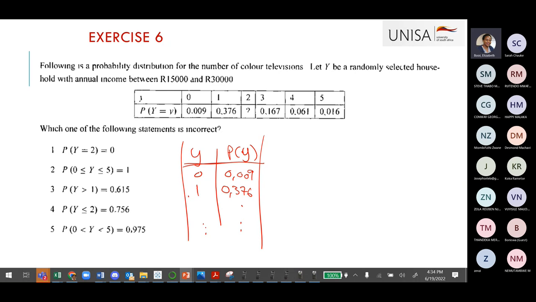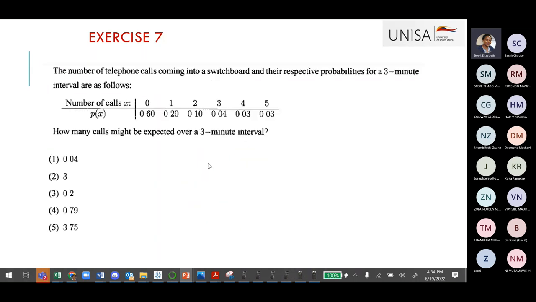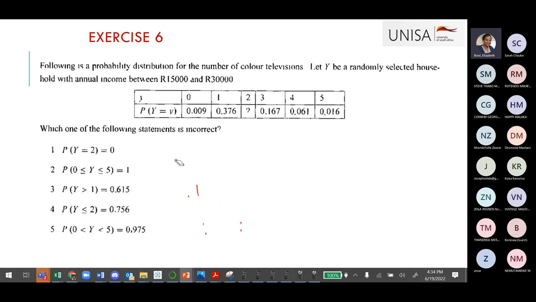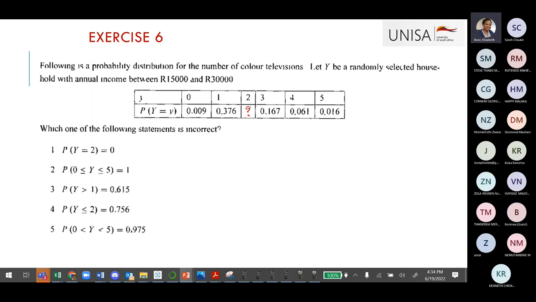And so on and so on, right? They mean one and the same thing. So you need to take the table as you see it and answer the question as they ask you. But before you do, if the question has a question mark, you need to first calculate this question mark by saying 1 minus all these other values, the sum of all the other values.